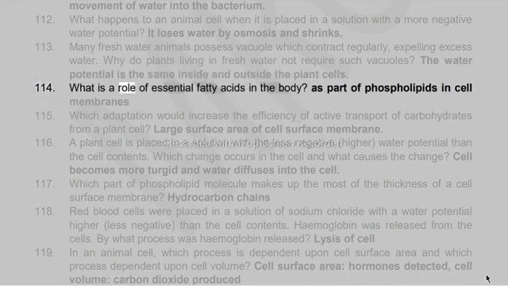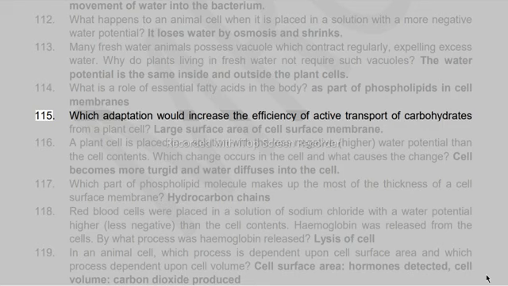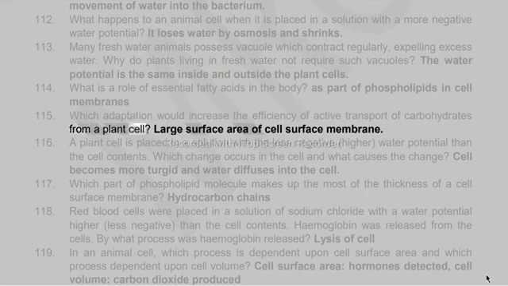114. What is a role of essential fatty acids in the body? As part of phospholipids in cell membranes. 115. Which adaptation would increase the efficiency of active transport of carbohydrates from a plant cell? Large surface area of cell surface membrane.